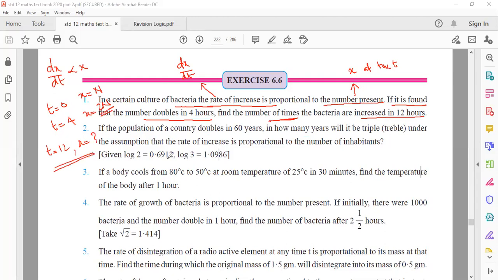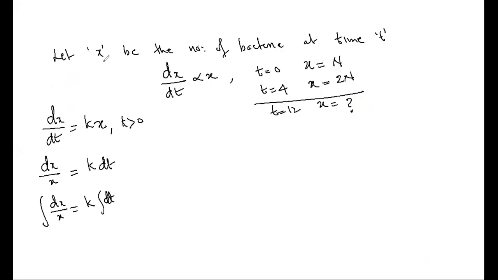Did you understand this whole question? Okay, now we'll see how to solve it. Let x be the number of bacteria at time t. So dx by dt is proportional to x. From there I got dx by dt is k times x. Remember, k is a positive number because when time is increasing, x also increases. But there can be a question where x is decreasing. In that case, I'll put minus here.